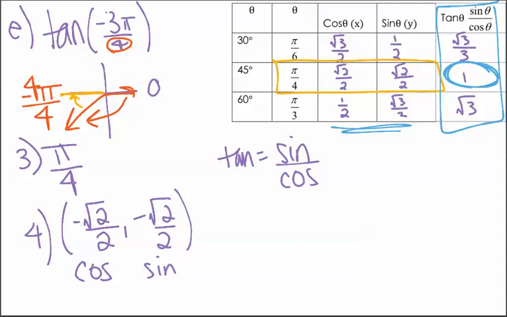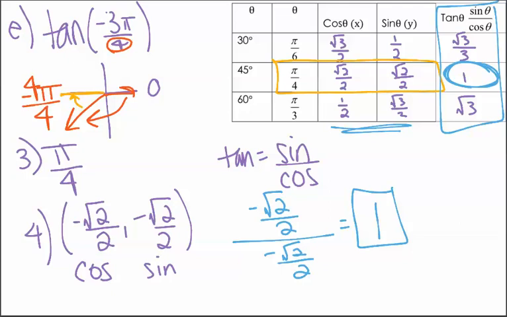and sine divided by cosine. If you did negative radical 2 over 2 divided by negative radical 2 over 2, same thing on top and bottom is going to give you a 1 here. And it's going to be positive because you have a negative divided by a negative. And so your final answer, the tangent of negative 3 pi over 4, is 1.